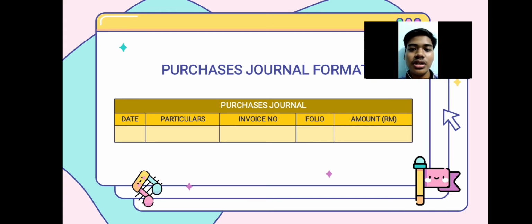In a purchase journal, we have a column for date. In the date column, we put the date of the goods purchased on credit. In the particulars column, we put the name of the seller of the goods. If an invoice number is given, we put it in the invoice number column. If not given, just leave the column clear. Next, we have the folio and amount columns. In the amount column, just put the amount of the item purchased.